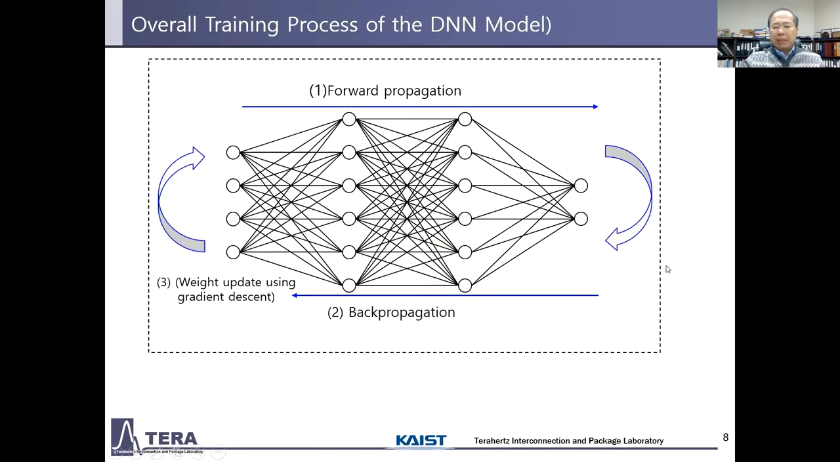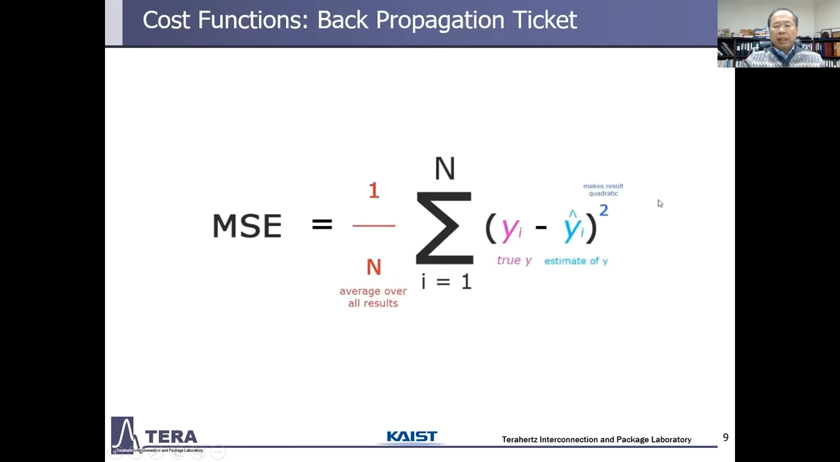In the previous slide, as I mentioned, if the answer is not correct, we have to update these weight numbers. This correction has to be described by a mathematical function in the deep neural network. There are many different types of cost functions, or in other words error functions. Sometimes we use the mean square error function, and sometimes we use the entropy function. There are many different types of functions.